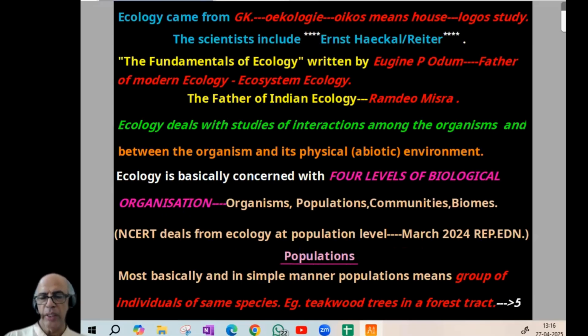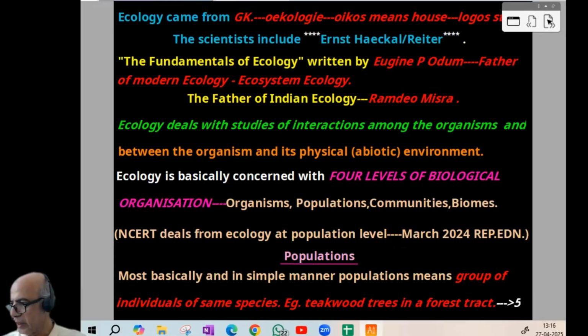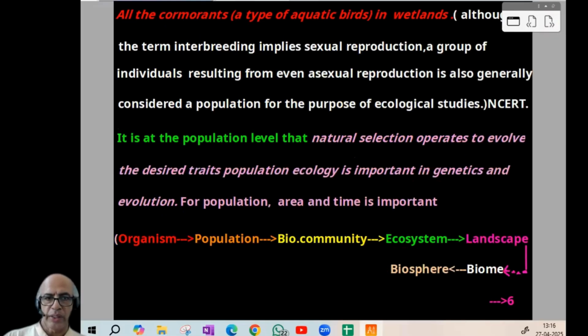What is a population? Group of individuals of same species. Example, teakwood trees in forest tract. Then all the cormorants, that's a type of aquatic birds, in wetland. Then after that, NCERT gave a clarification. Although the term interbreeding implies sexual reproduction, a group of individuals resulting from even asexual reproduction is also generally considered a population for the purpose of ecological study. Purpose of the ecological study is only NCERT.